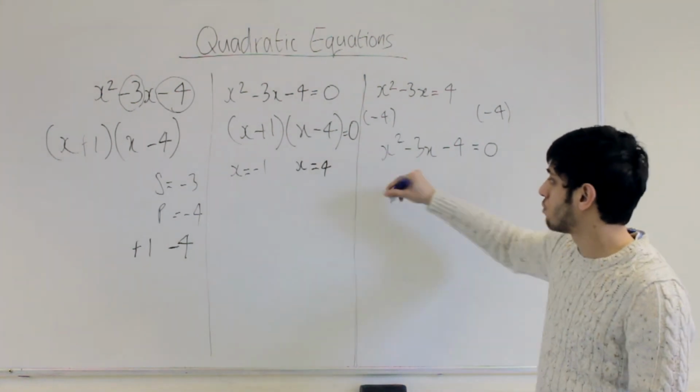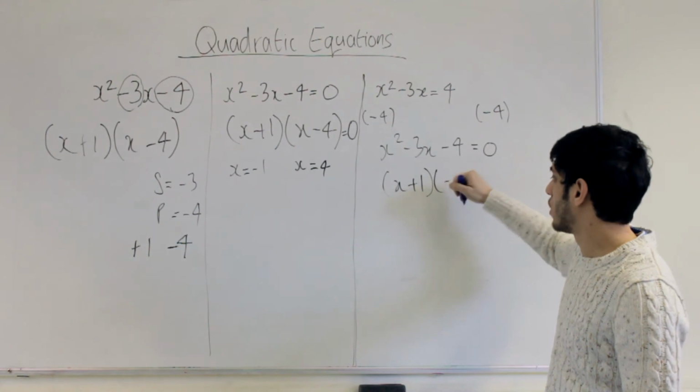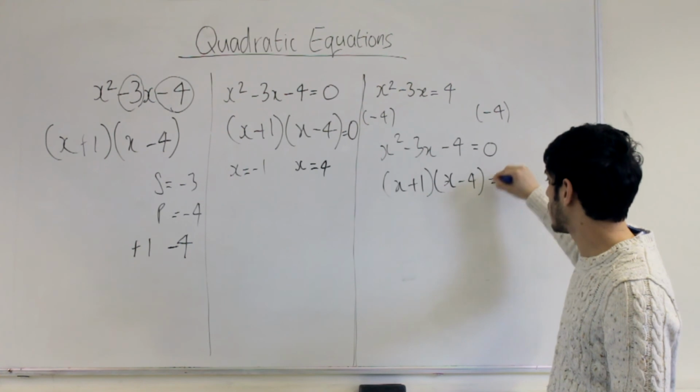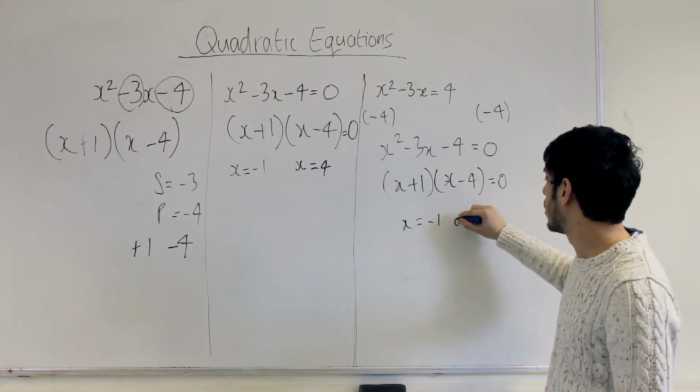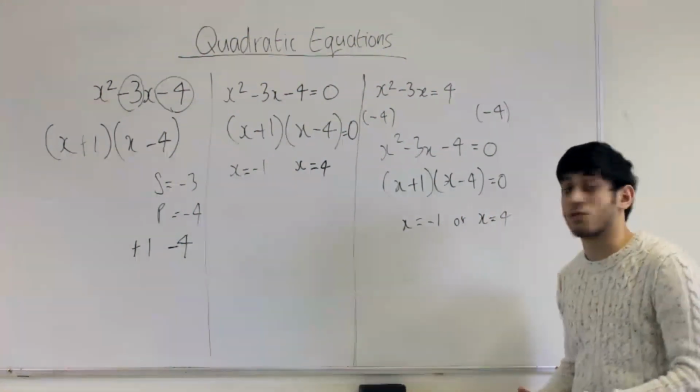So we just copy this from here. So it's going to give us x plus 1, x minus 4 equals 0. So x equals -1 or x equals 4, and that's how you factorize quadratic equations.